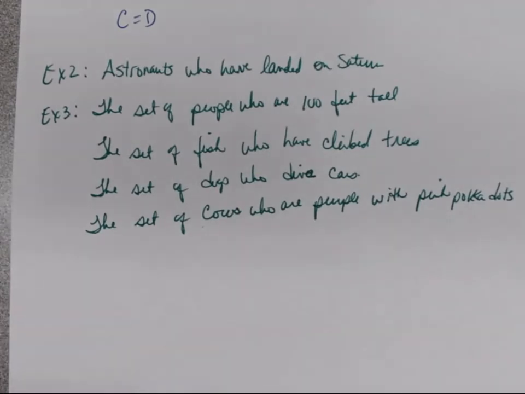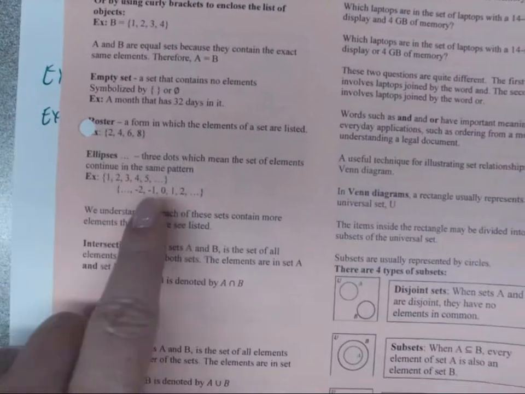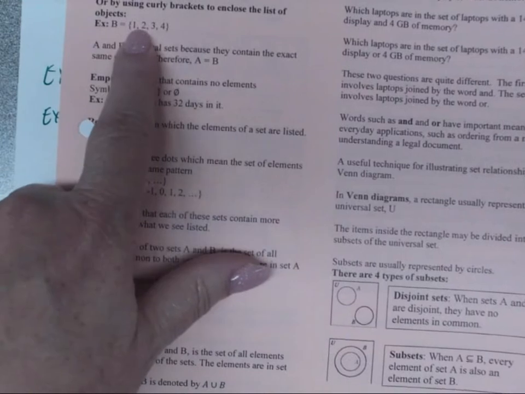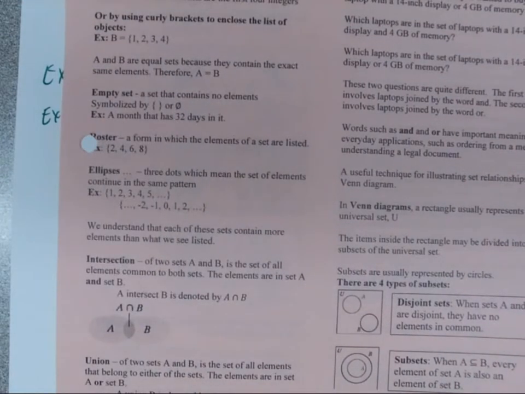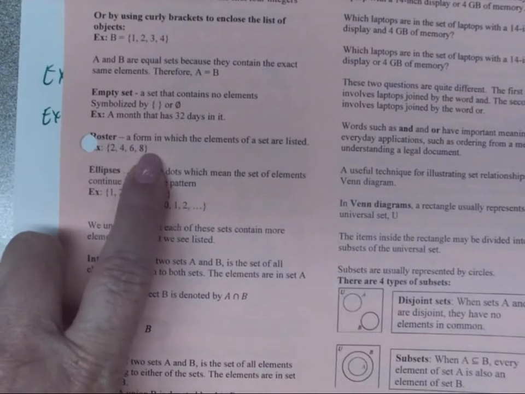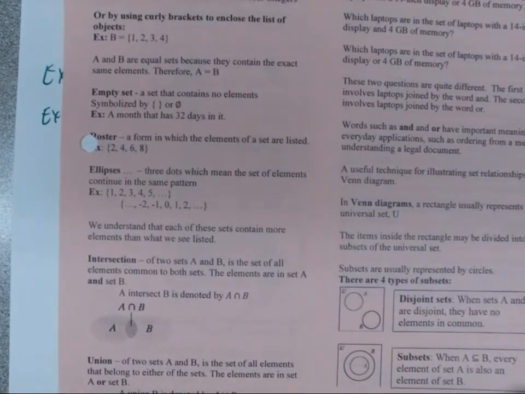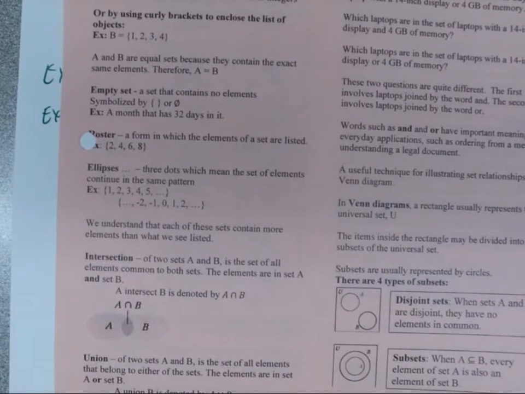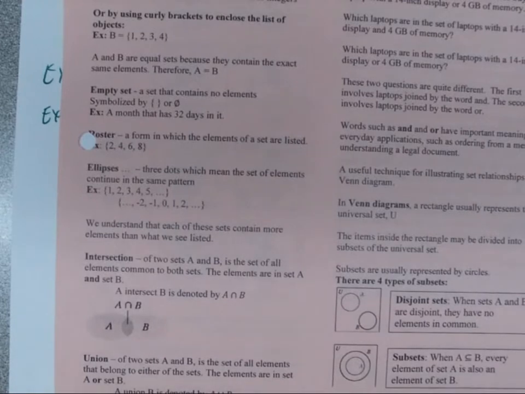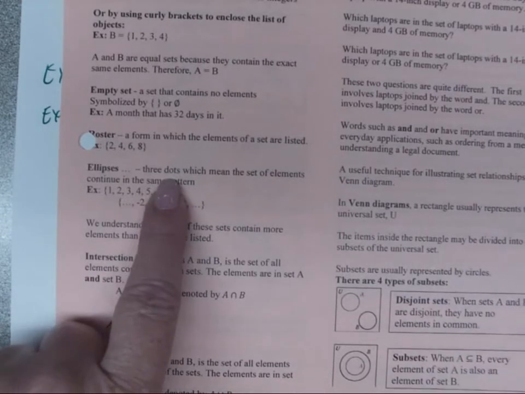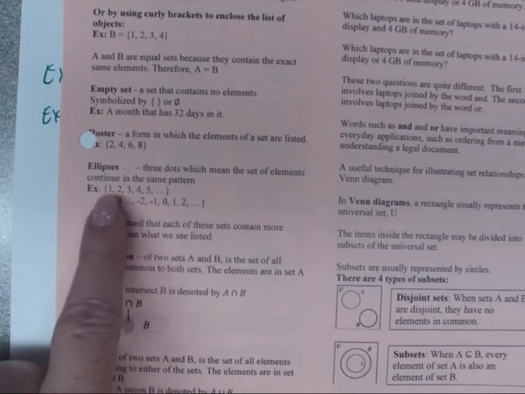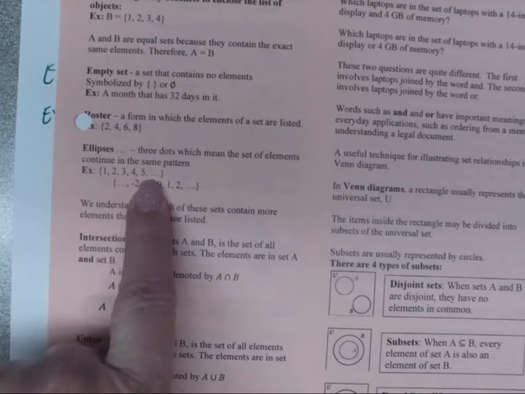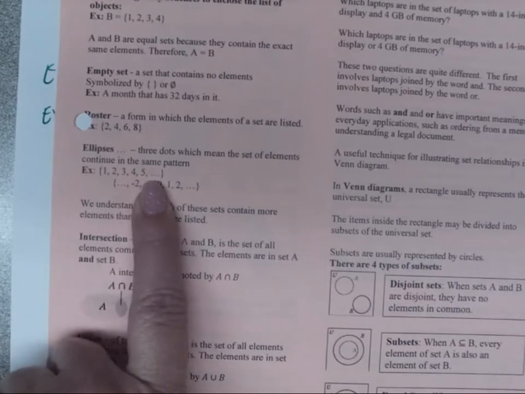Alrighty, so now let's go look at rosters. A roster is a form in which the elements of a set are listed. So this is similar to what we looked at earlier. We're looking at the roster set of 2, 4, 6, 8. An ellipsis tells us, that's 3 dots, which mean the set of elements continue in the same pattern. So 1, 2, 3, 4, 5, comma, dot, dot, dot, tells us that's going to go 6, 7, 8, 9, 10, and going on and on.